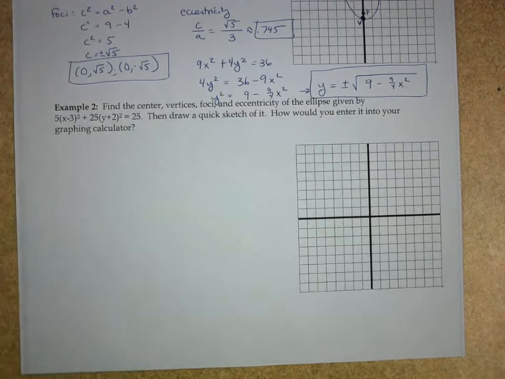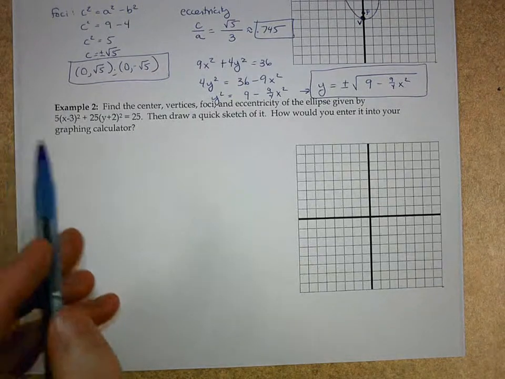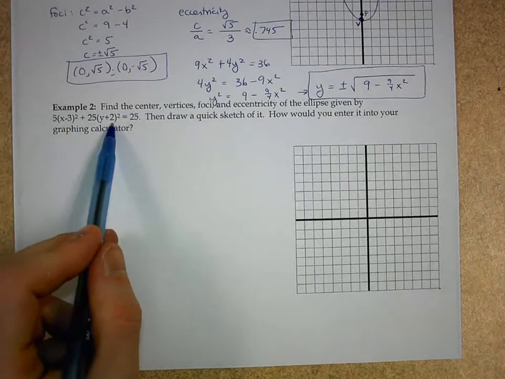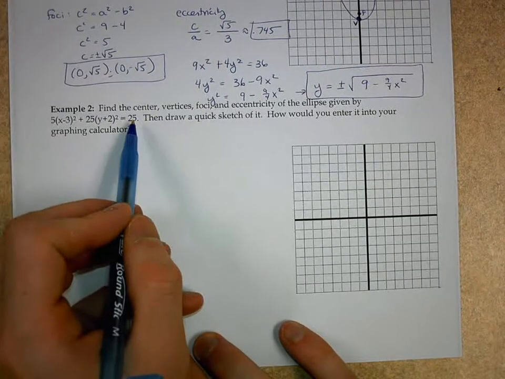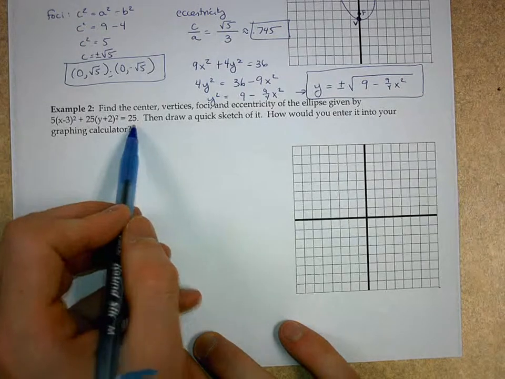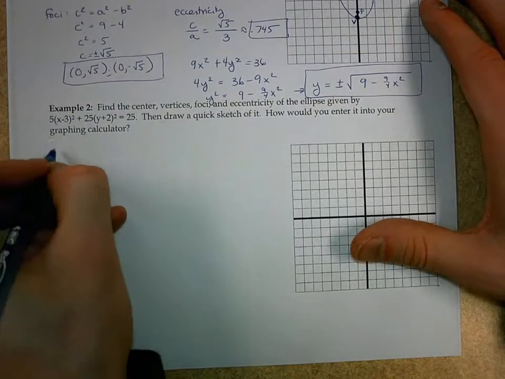The second example on this page deals with a shift. And we know we've got a shift because we see this x minus 3 and y plus 2 inside the quantity squared. And that's going to give me my horizontal and vertical shift. But first thing we want to do is get this into standard form. And remember, to be in standard form, we need this equation equal to 1. So since this is equal to 25, I'm going to divide everything through by 25.